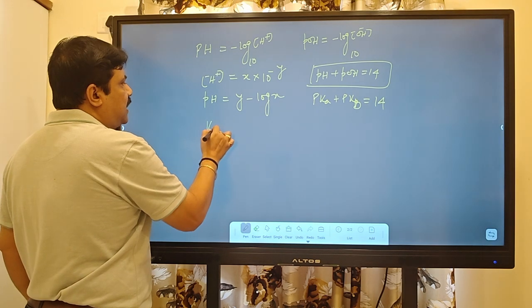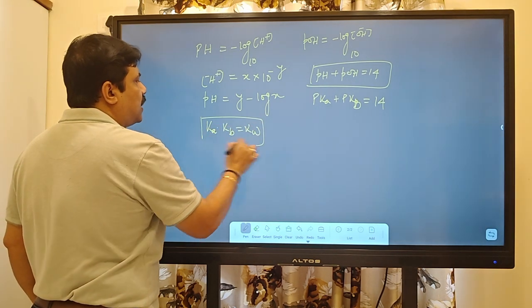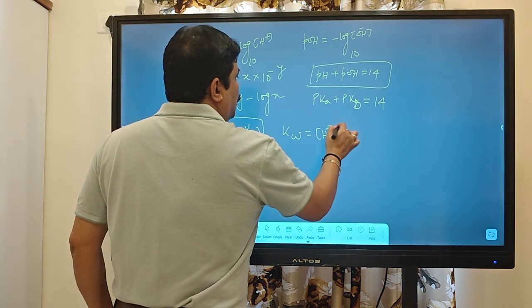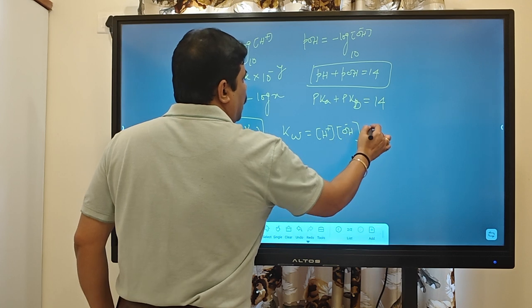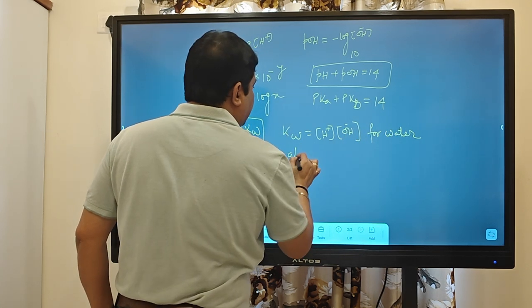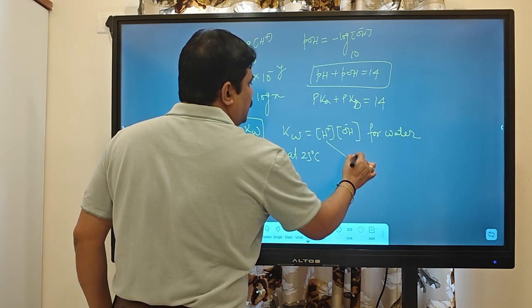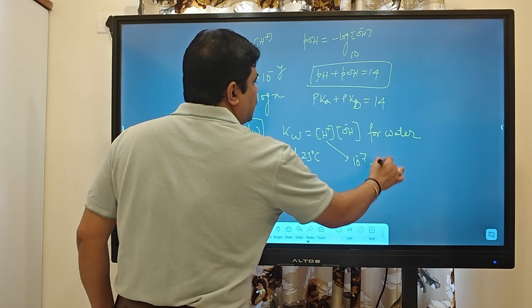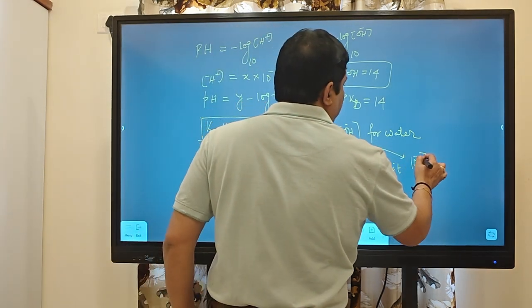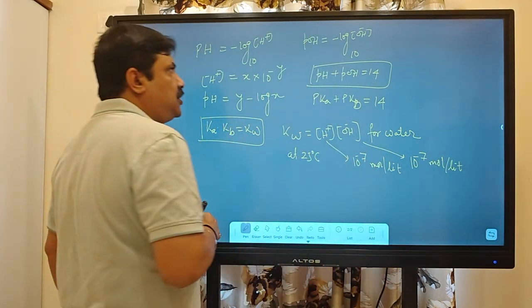And always remember Ka into Kb equals Kw. Kw is the ionic product of water. Kw always equals H plus concentration into OH minus concentration for water. At 25 degrees centigrade, for water the H plus concentration is 10 power of minus 7 moles per liter, as well as the OH minus concentration, 10 power of minus 7 moles per liter. We need to know that, and related problems also.